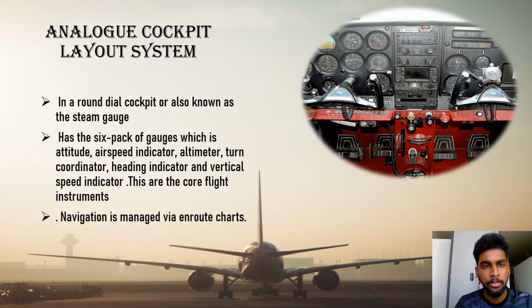We now move on to the analog cockpit layout system. First of all, a round dial cockpit, also known as the steam gauge, has the six pack of gauges, which are attitude indicator, airspeed indicator, altimeter, turn coordinator, heading indicator, and vertical speed indicator. These are the core flight instruments. Navigation is also managed via paper charts. In the analog cockpit system, no electronic system has been used.